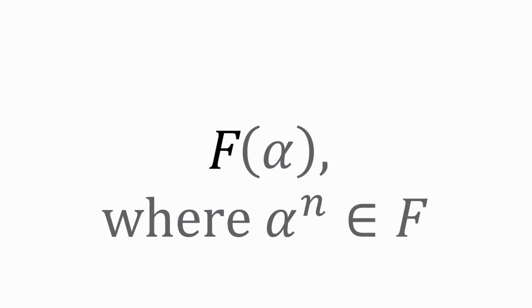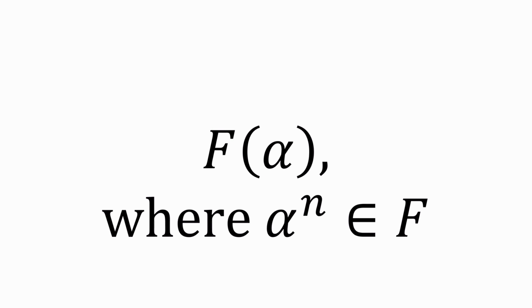We're almost ready to define properly what it means for a polynomial to be solvable by radicals. But first, we need to define something called a simple radical extension. Suppose we have a field F. A simple radical extension is where we adjoin an nth root of some element in F.